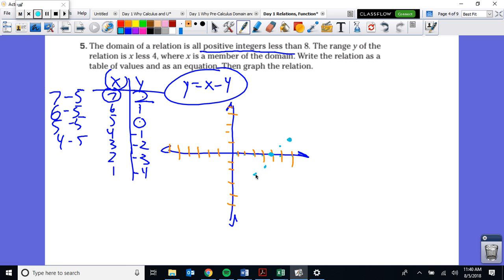Math is all about patterns. Once you see the pattern, you just lock it in, right? 1, negative 4. And it should be linear like that if I were to connect the dots, but we're not connecting the dots, we just graph the relation, okay? Got it! All right, a couple more. Here we go. Doing good.